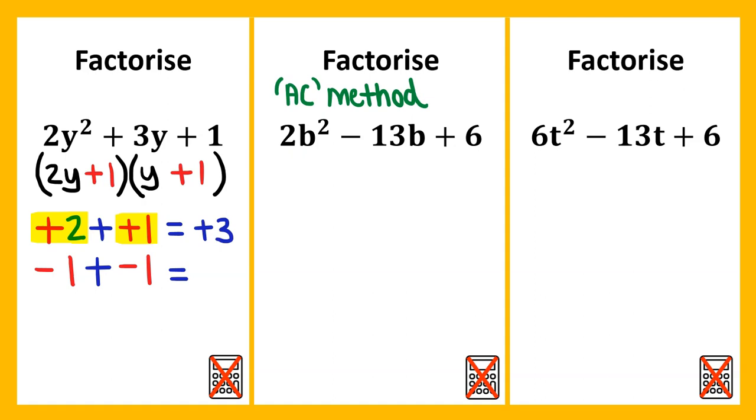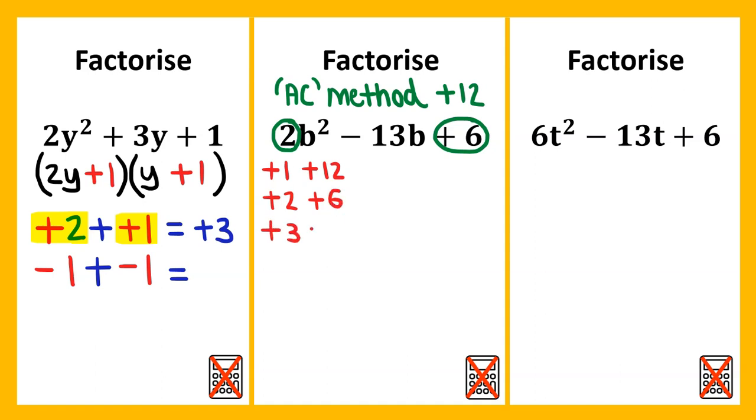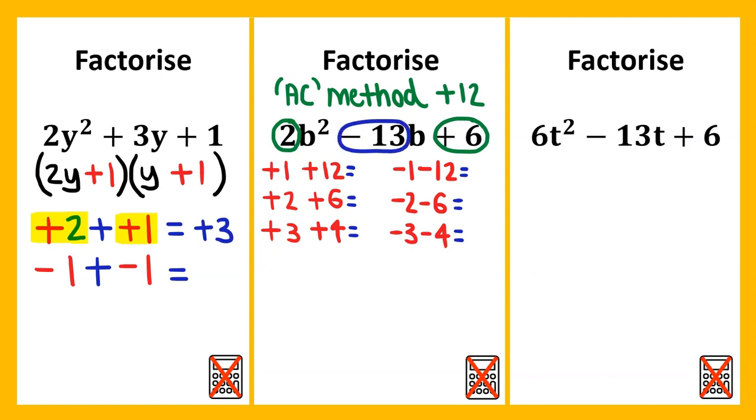The reason it's called the AC method is because you start by multiplying A of the quadratic by C of the quadratic. In this case, that gives us positive 12. Now I list the factors of positive 12. I could have plus 1 and plus 12, plus 2 and plus 6, plus 3 and plus 4. I could also have negative 1 and negative 12, negative 2 and negative 6, negative 3 and negative 4. I'm looking for the ones that add together to give me the negative 13 in the middle. Adding all of these together, I can see that it's negative 1 and negative 12.